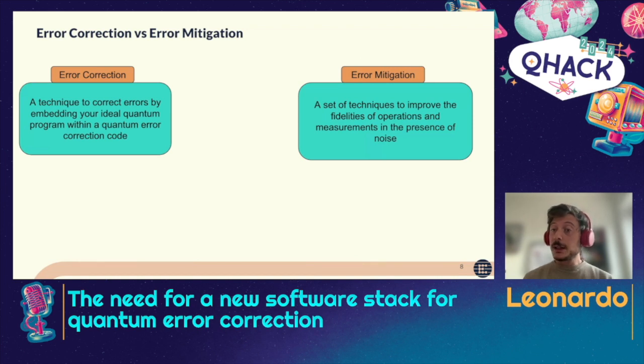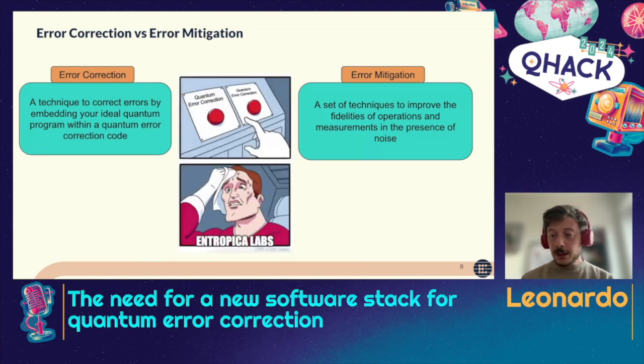And this could be the operations themselves or the measurements when there is some noise. Indeed, you can try to apply error mitigation techniques to an error correction code. So the 2 things are not exactly opposed one to the other, but their goals are slightly different, and that makes a big difference in my opinion. At Entropica Labs, we don't really feel we have a choice. We have decided that we want to focus on quantum error correction. And that's what I will talk about after.